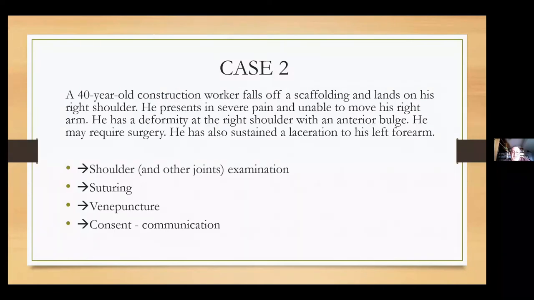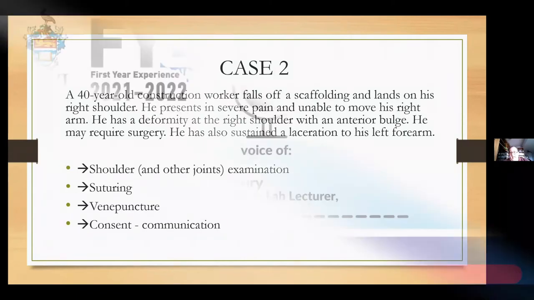So as you can see, with this case, you're now doing some procedural skills to be able to conclude the case.